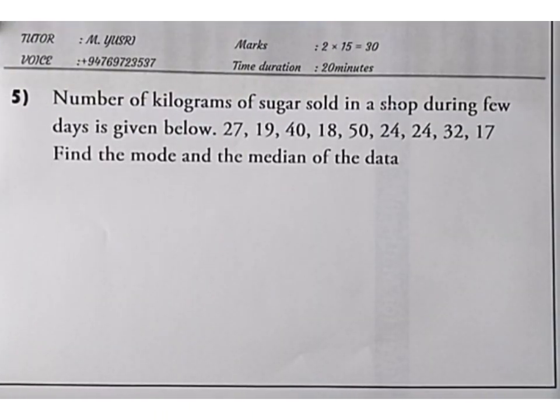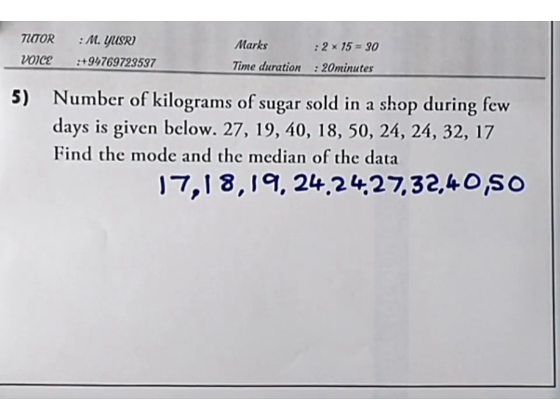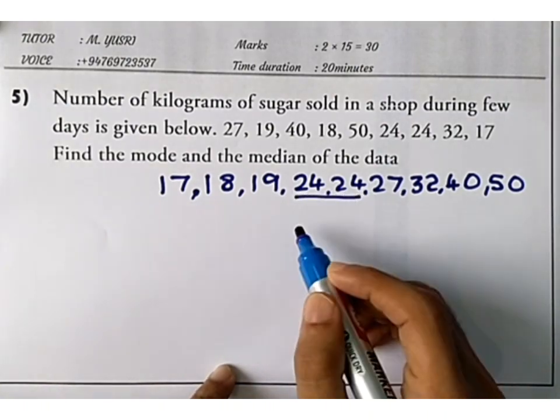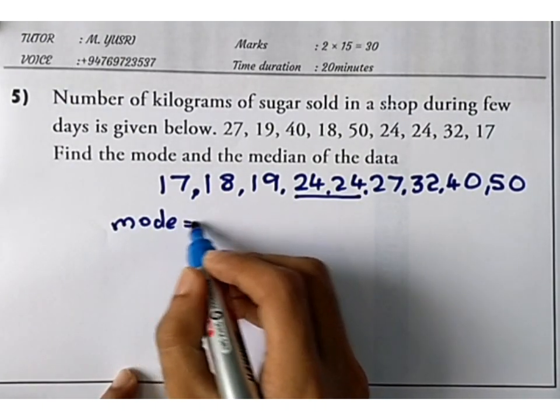Okay, so here they are asking us to find the mode and the median of the following distribution. For that, first of all, we have to write them in ascending order. So okay, right, they are asking for the mode. So how do we find the mode? Mode means the number that occurs the maximum number of times. So 24 is the answer. So the mode is 24.